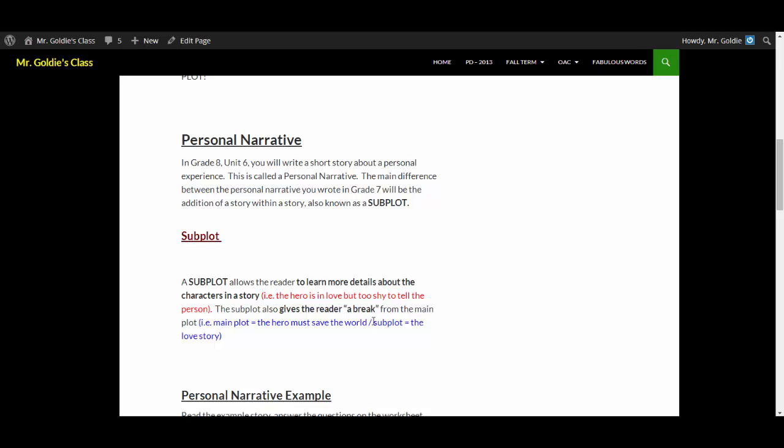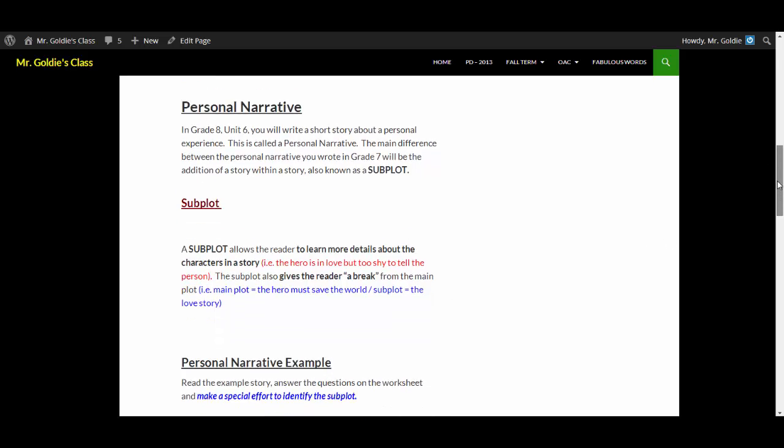Well, you could write about a love story. Perhaps the hero is in love, but is too shy to tell the person he or she is in love with, "I love you." So you tell that story about how the superhero falls in love with somebody, or finally finds the courage to tell that person, "I love you." So, not only do you tell the story of the hero trying to save the world, but you also tell a story about the hero falling in love in the same story.